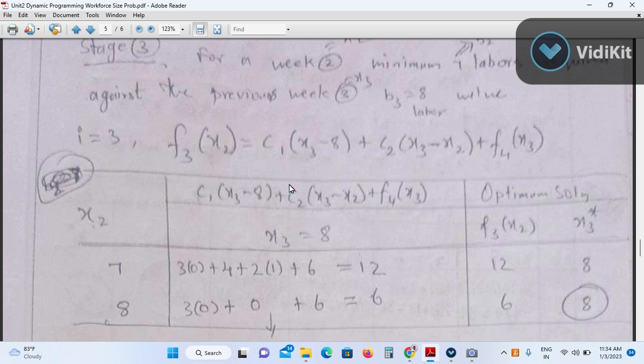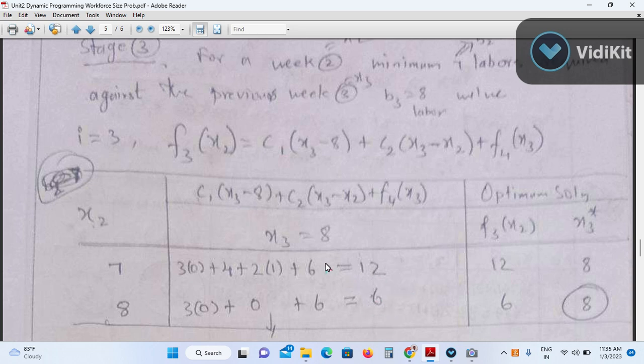Now again, same thing for x2. From what we previously observed, we have the minimum laborers 7 and 8, in the first table itself. So here I'll put the previous week, x3 equal to 8. Based on the third week, I'm moving to the second week. Just substitute all these things here and simplify it, you will get this. For 7, it is 12, for 8, it is 6.